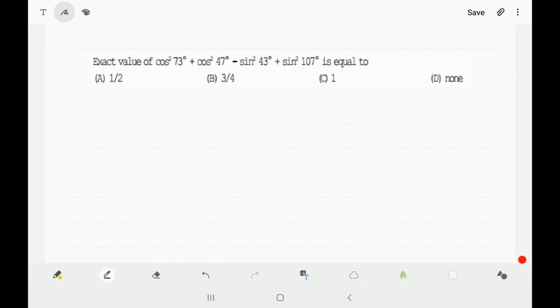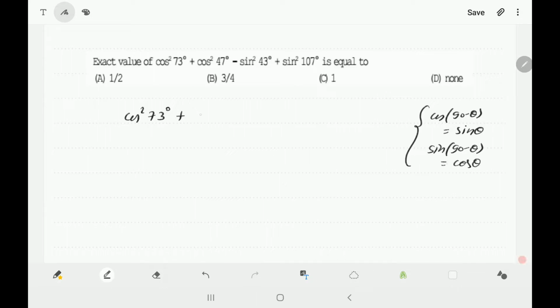In this problem, we have to find the exact value of cos square 73 degrees plus cos square 47 degrees minus sin square 43 degrees plus sin square 107 degrees. Okay, so cos square 73 degrees, let's keep this term like this only. We already know that cos of 90 minus theta is same as sin theta, and sin of 90 minus theta is same as cos theta. So we can write cos square 47 as sine of 90 minus 47, because sine of 90 minus theta is cos theta. Okay, all these terms are in degrees.